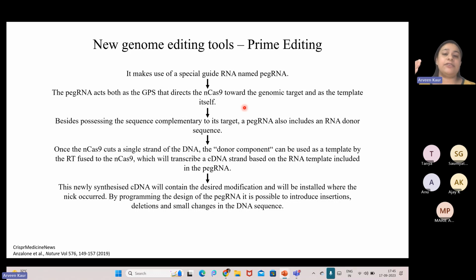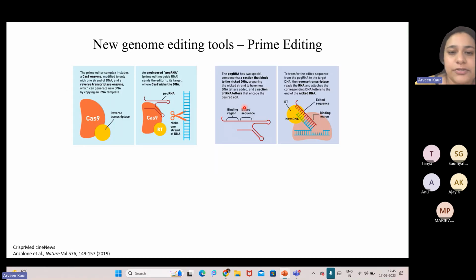This template had whatever desired deletions or insertions or kind of sequence that we wanted to be inserted into the genome, right? Now after nicking the strand, it basically presented this template to that nicked strand, right? And according to this template, a new strand was formed where this nick had occurred, right? So now this new strand that has formed will basically contain whatever we wanted in that particular genome, right?